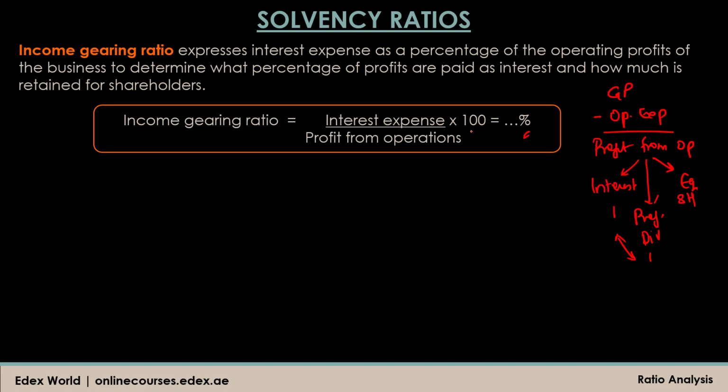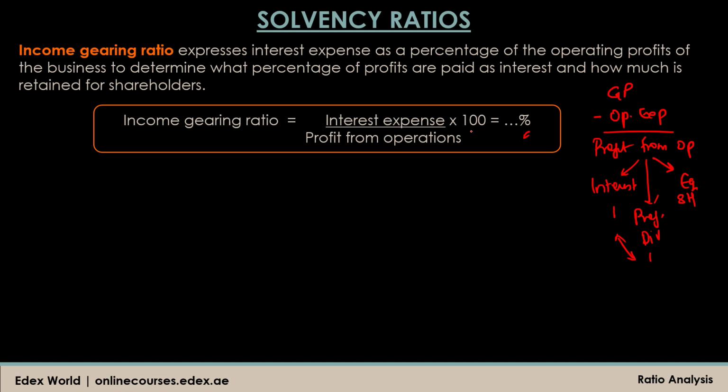Because the moment profit from operations drops in any year for any reason, let's say the industry is going through a bad time, or the firm is going through a bad time, there were problems in the firm, their revenues dropped, and so the profit from operations dropped. So in such years, will the firm be able to meet its interest obligations, or will it default on its interest obligations? This can be analyzed using the income gearing ratio.